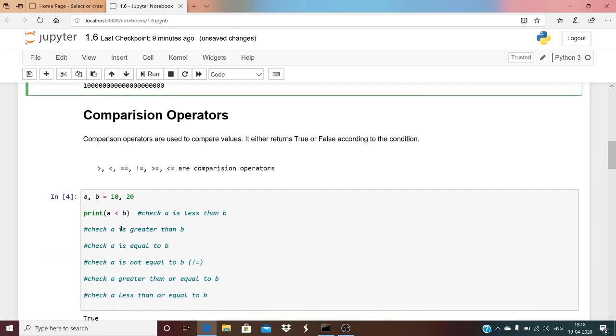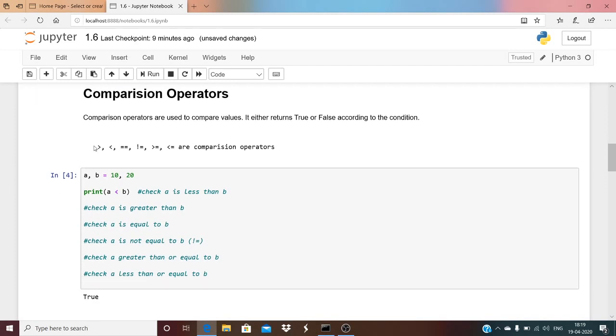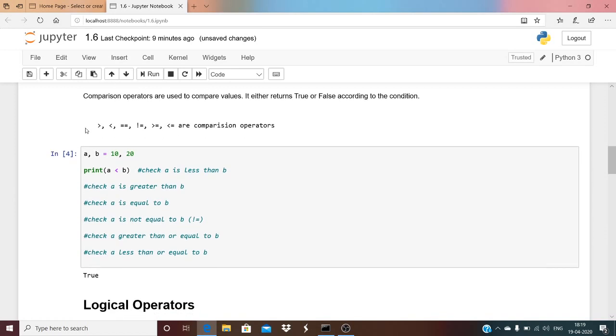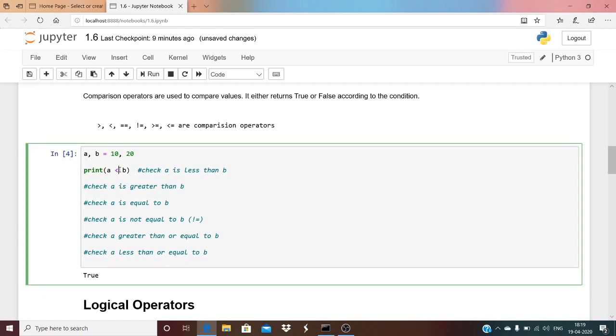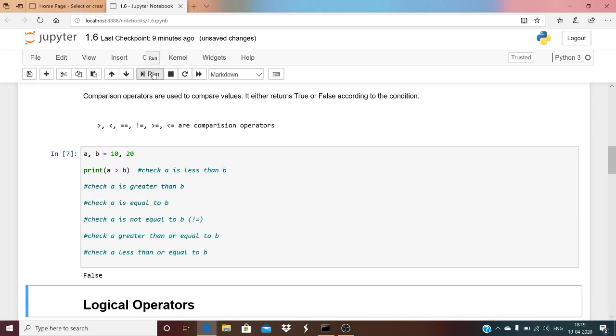Comparison operators, it's just less than, greater than, equal to, not equal to, simple. You can see these comparisons, less than or equal to, more than or equal to. Okay, so we can take two variables a and b, give them value 10 and 20. We check, and it always gives a boolean value, true or false. So when we write a less than b, it gives true as 10 is less than 20. When we give a more than b, it's false.